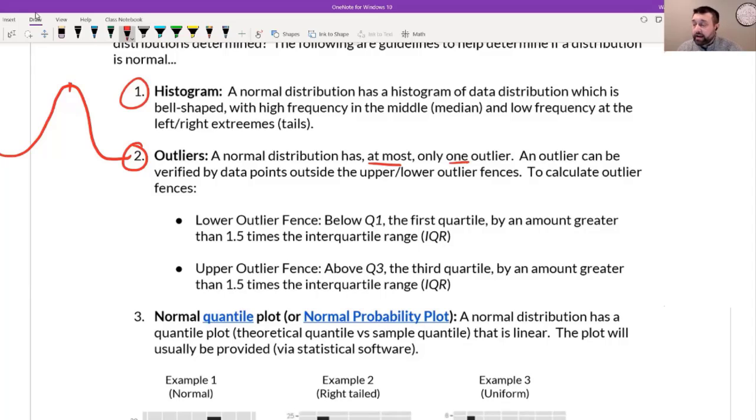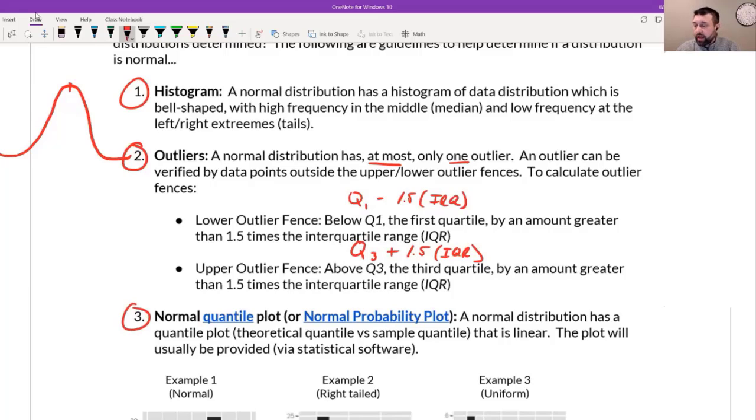And the way we're going to define an outlier, if you remember back in chapter 3, I think it was, we talked about how you take Q1 and you subtract 1.5 times the IQR. That's how you found your lower outlier fence. And then to find the upper outlier fence, you took Q3 and you added 1.5 times the IQR. So we'll perform both these calculations in order to find the lower outlier fence and the upper outlier fence, and then you'll use those to check the data set for potential outliers. If you have 2 or more, your data set's not normal.